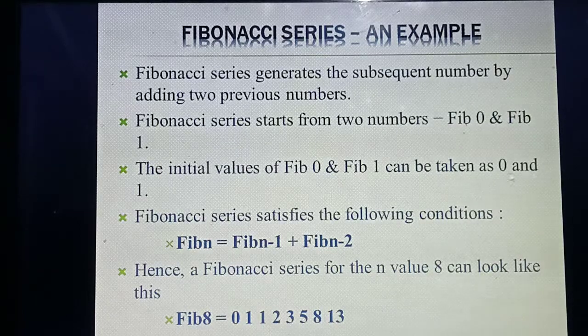What's the initial value you have taken? 0 and 1. See the first 2 numbers alone, don't see the next numbers yet. How do you get the answer? Always add the previous 2 numbers. Those are 0 and 1. Now add it: 0 plus 1, what answer do you get? 1. Next add the next 2 numbers: 1 plus 1.